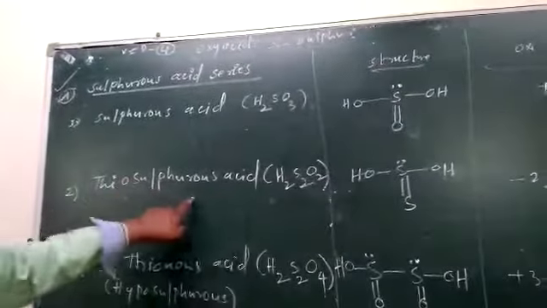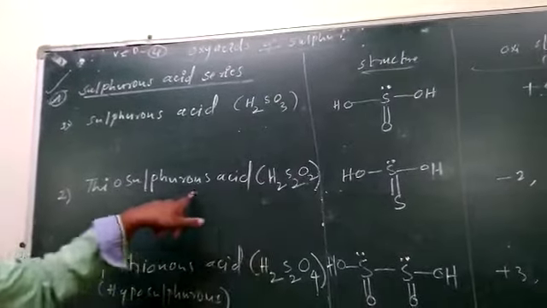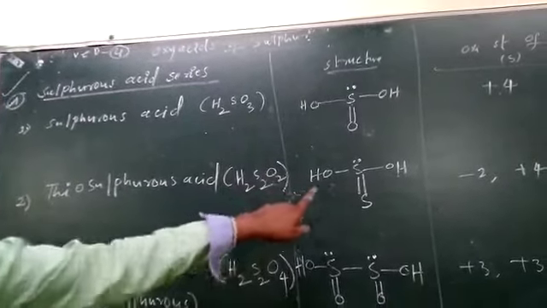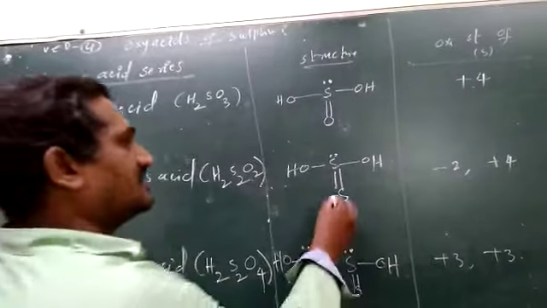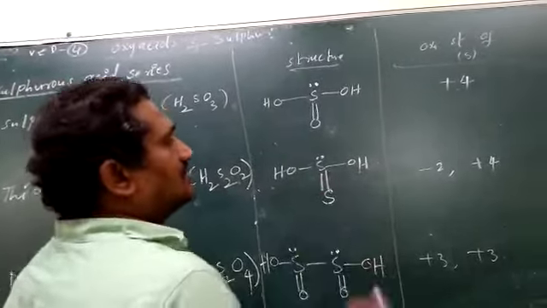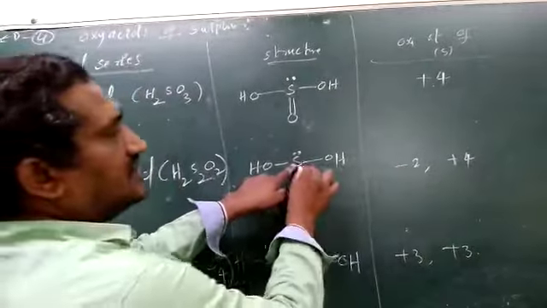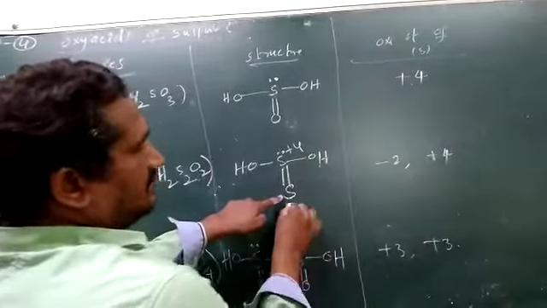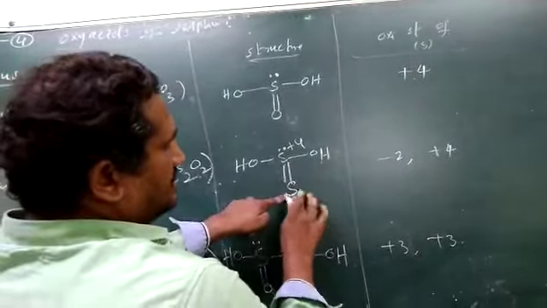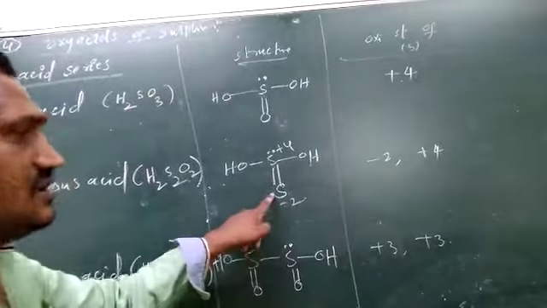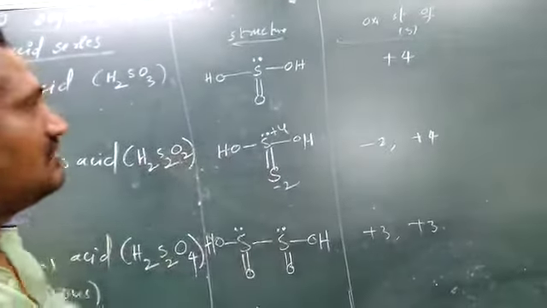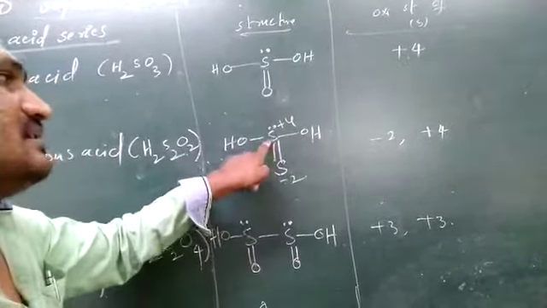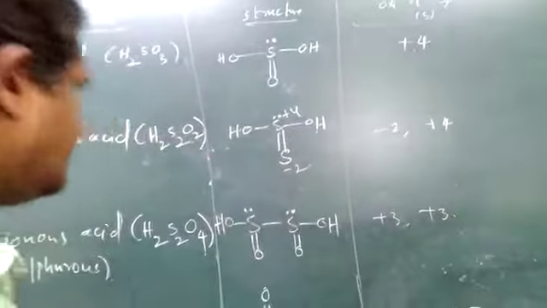Next is thiosulfurous acid, H2S2O2. Its structure is this. Here the middle sulfur is in +4 oxidation state. The double bonded sulfur is -2 oxidation state. Always double bond O is -2, and double bond S is also -2.